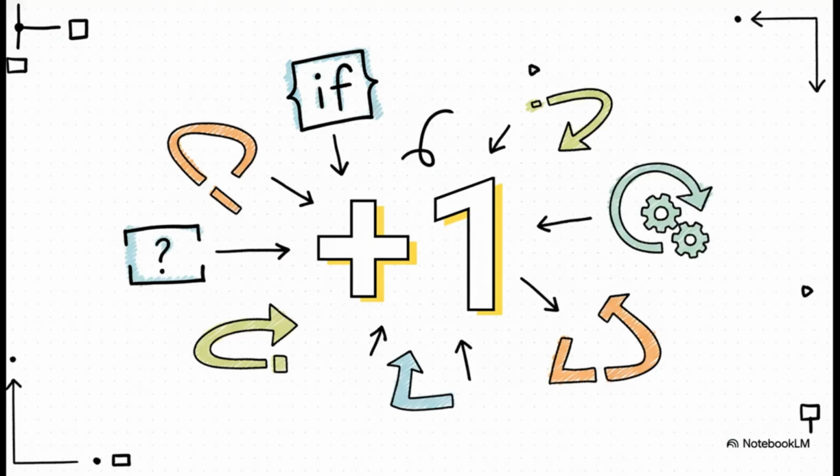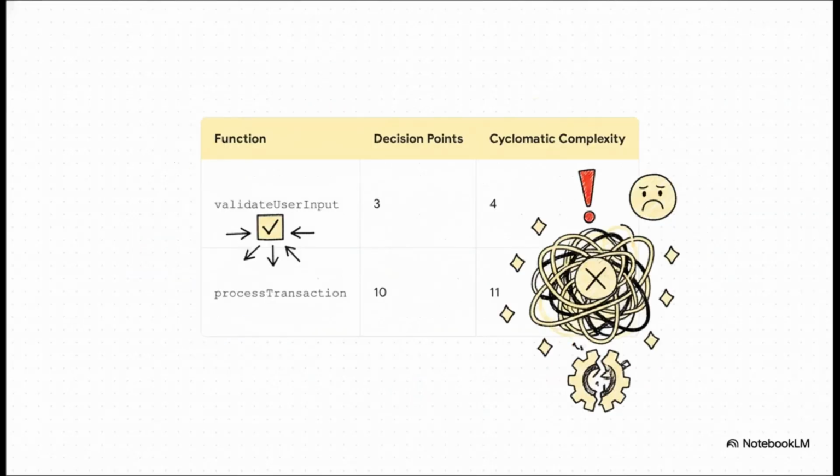Now, with a name like cyclomatic complexity, you'd think the formula would be some crazy equation, right? Nope. It's unbelievably simple. In most cases, you just count the number of decision points, your ifs, your while loops, and you add one. That's it. So let's look at our examples again.